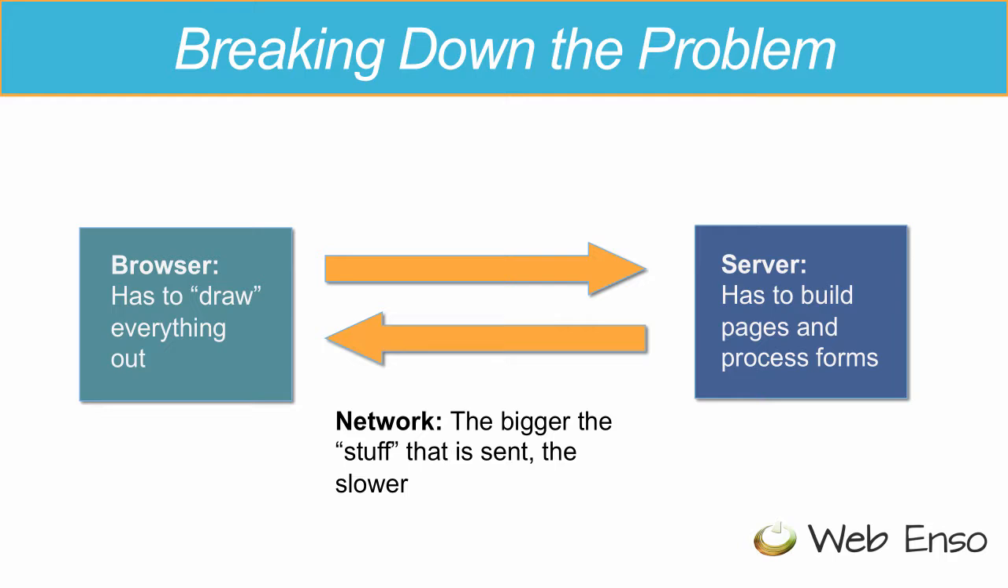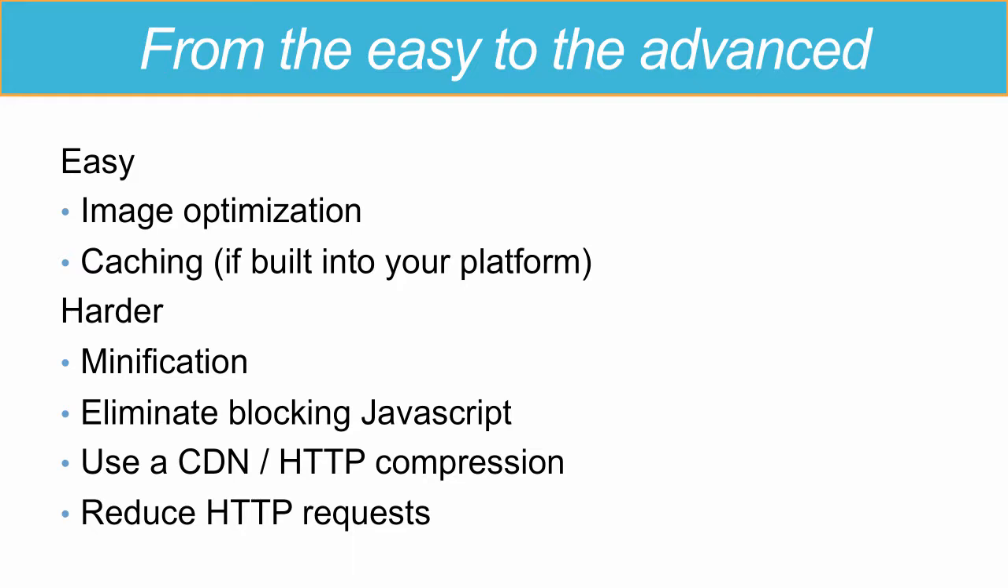So things get to the browser quicker. In this lecture we're going to mainly focus on image optimization, because it's easier than a lot of the other things you can look at, and typically it can get you some pretty good wins when it comes to site speed. We'll talk about caching, because if it's built into your platform, that is something you should definitely take advantage of. And we'll touch on minification, what it means when it says your JavaScript is blocking, and we'll talk about a CDN, HTTP compression, and reducing HTTP requests.